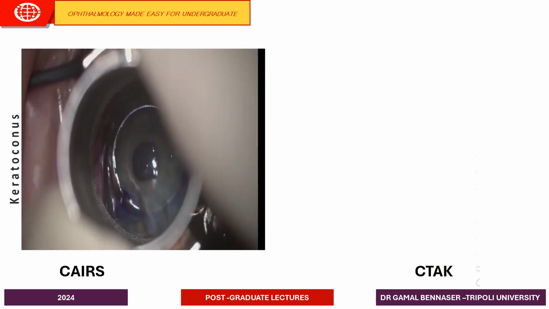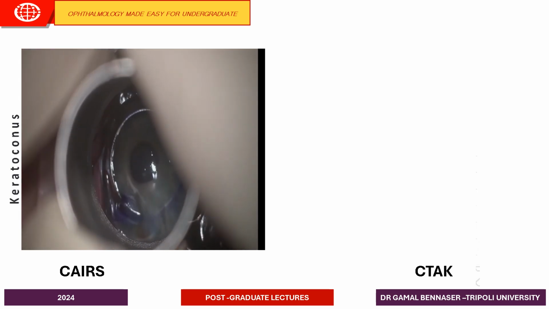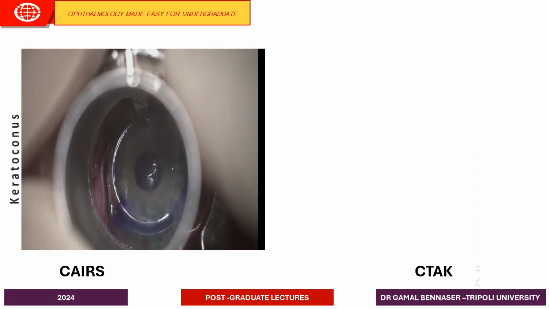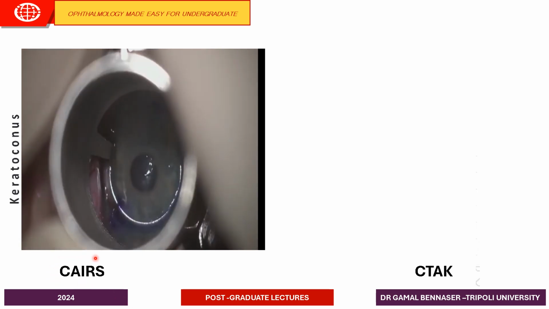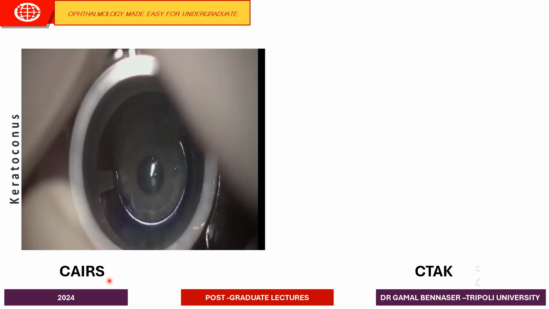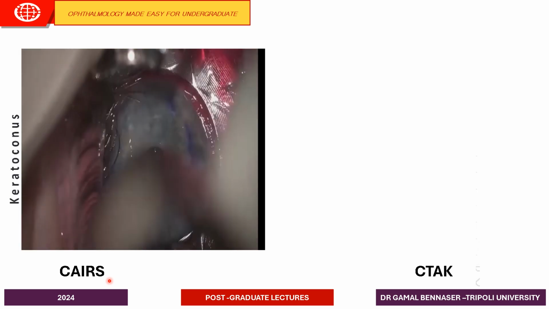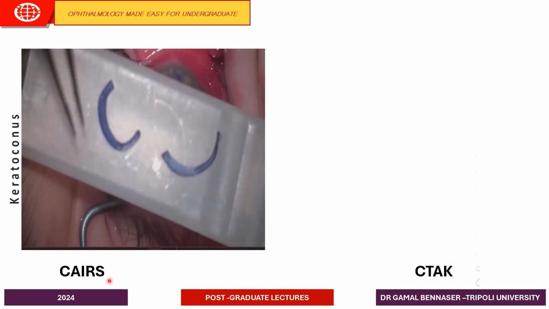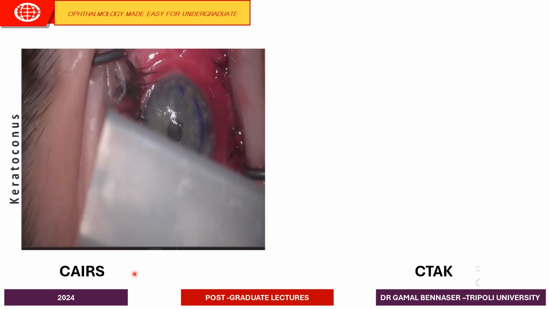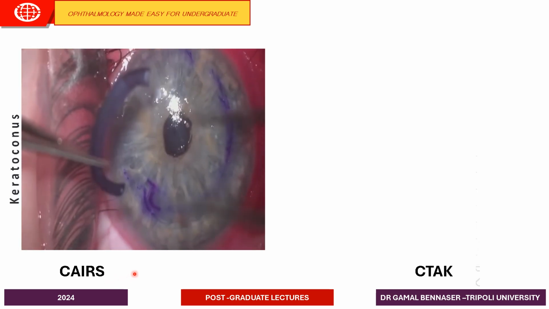Now in this slide, I will show a brief video of the difference between CAIRS and the CTAK. As we said, CAIRS stands for corneal allogenic intracorneal ring segments, and the advantage of CAIRS is that it can be done by the use of traditional trephination, the same as we do with synthetic segments, and also can be done by femtosecond.